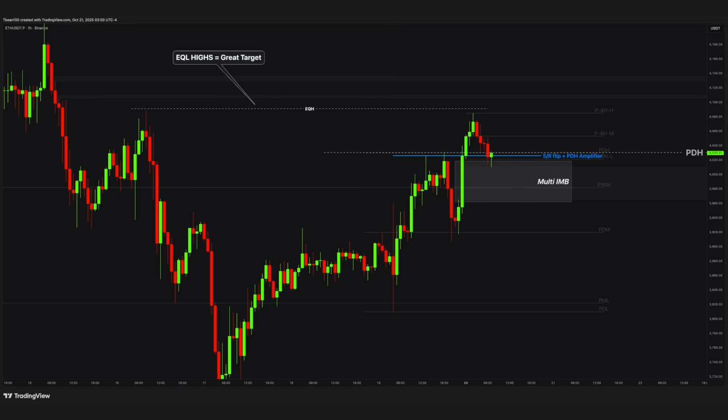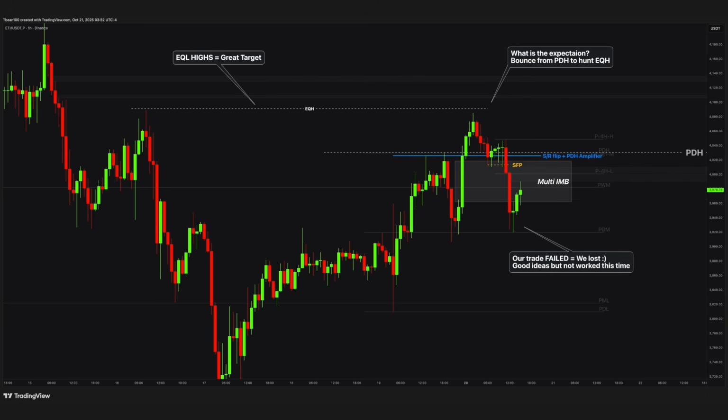Now this zone with multiple imbalances and those inner swing failure patterns looks like a perfect spot to look for entries. So in the end, my expectation is pretty straightforward again, a bounce from the PDH, powered by those multiple imbalances and swing failure patterns, aiming to take out the equal highs above.